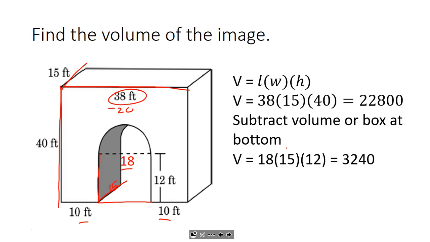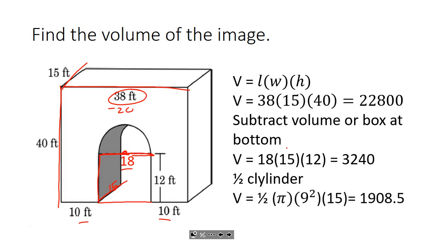And then I'm going to find half of a cylinder right here. So notice again that if I go this far, that's my diameter, so my radius would be 9. And then I'm going to have my height, which would be this 15 here. So it's going to be pi r squared times the height, but I'm going to take half of that. So that's going to be 1908.5.